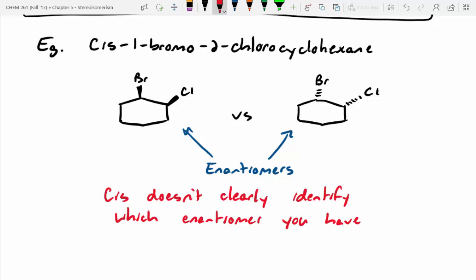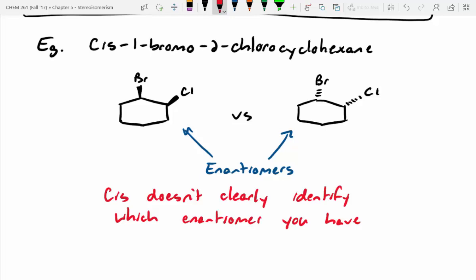However, if we use R or S designations at the beginning, then we would clearly be able to identify which of these two enantiomers we were talking about, right? So try to use R and S if possible. If not possible, then use cis or trans. Does that make sense? It's a little bit confusing.